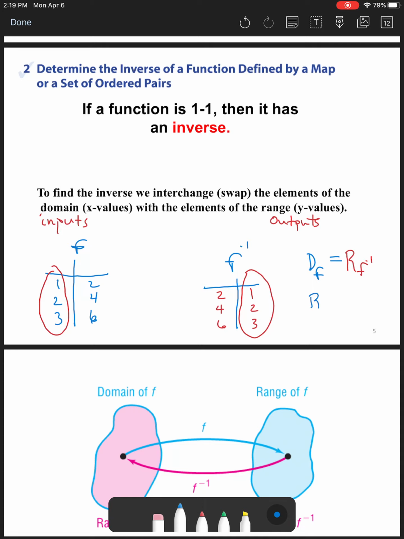And the range of the original function is the domain of the inverse function. I know it sounds real mathy, but whenever you look at it, you're like, oh, okay. I'm getting geeky with it.